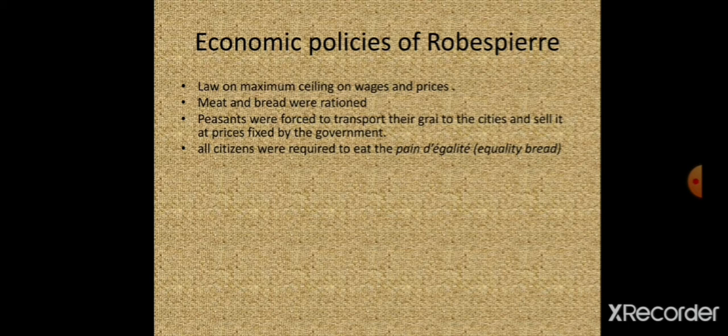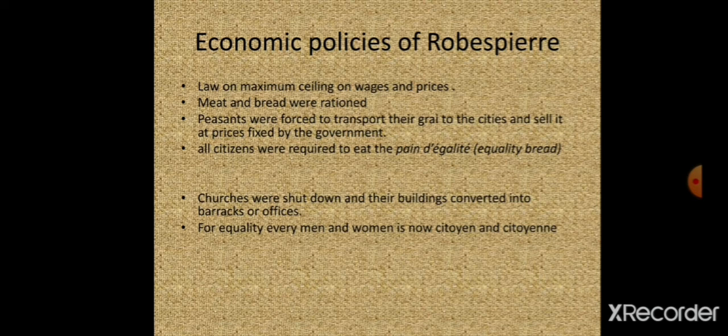To maintain equality, Robespierre introduced a bread known as the equality bread, which was made from whole wheat, and is known in French as pain d'égalité. Every citizen had to eat this bread, apart from good quality bread. Apart from these economic policies, Robespierre converted church buildings into barracks and offices, and he shut down the churches.